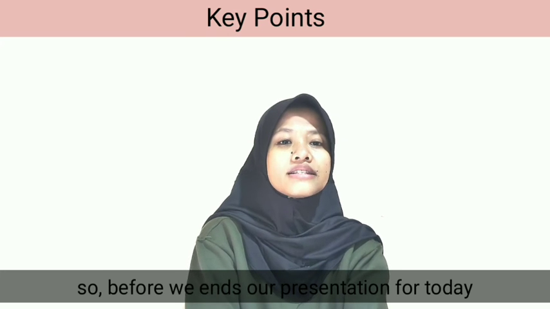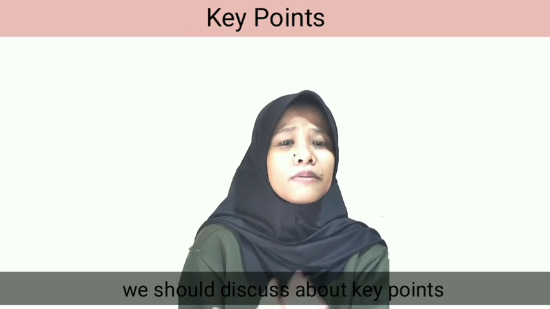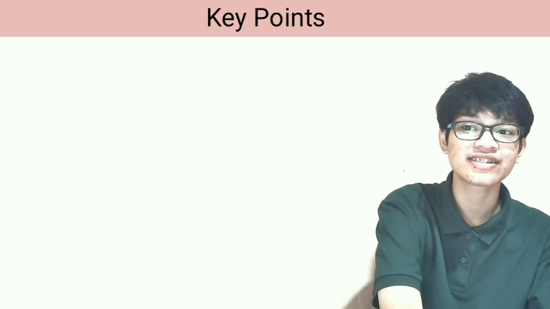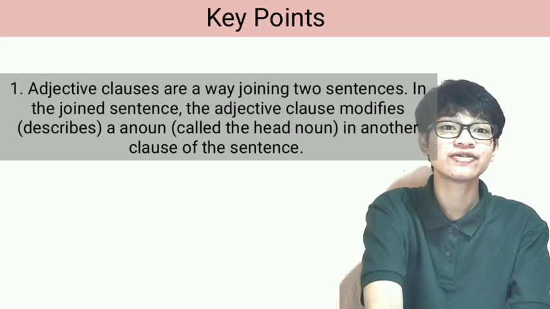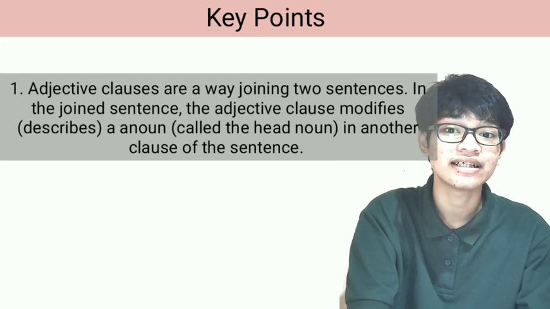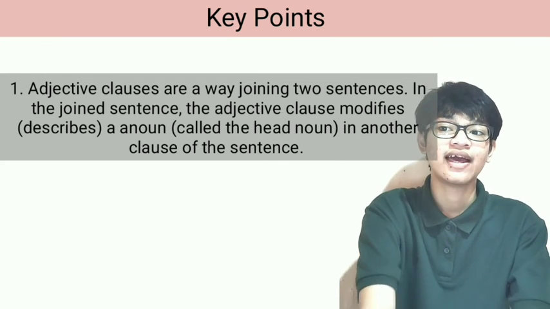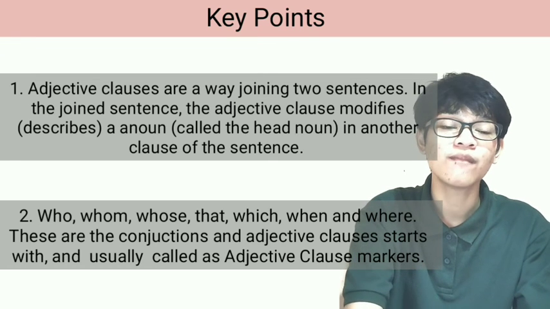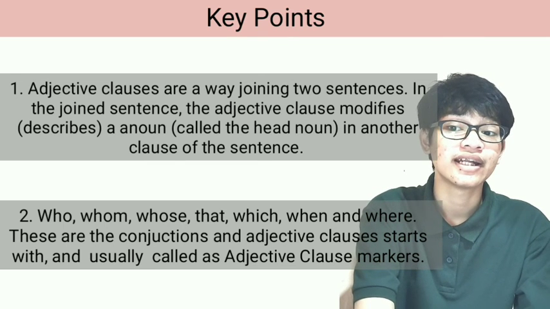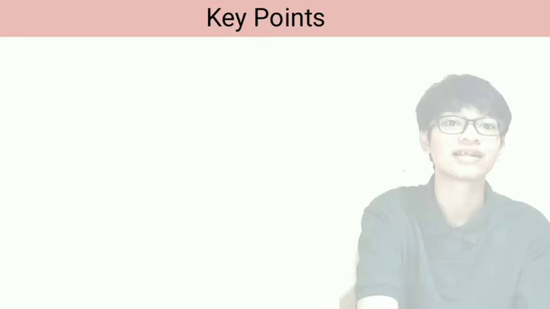So before we end our presentation for today, let us discuss the key points that we can get from our presentation materials. In the first, adjective clauses are a way of joining two sentences. In the joined sentence, the adjective clause modifies, or describes, a noun called the head noun in another clause of the sentence. And the second one: who, whom, whose, that, which, when, and where. These are the conjunctions that adjective clauses start with, usually called adjective clause markers.